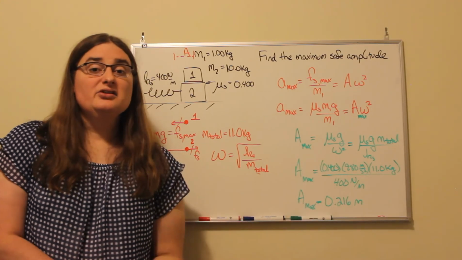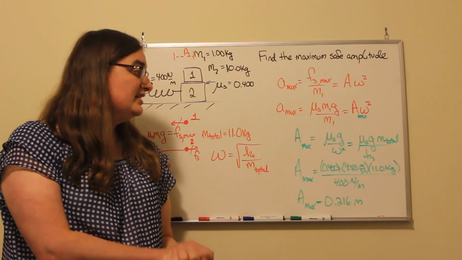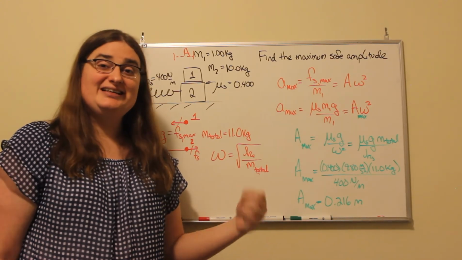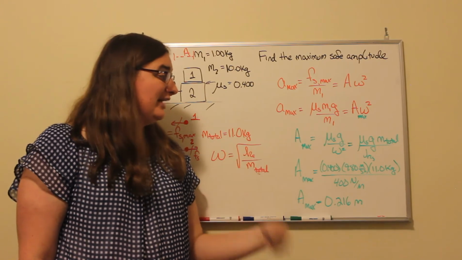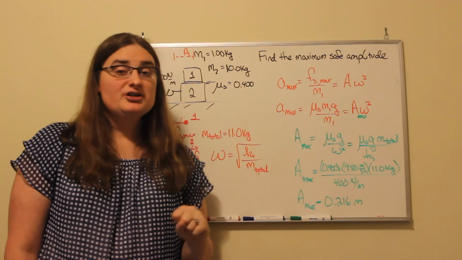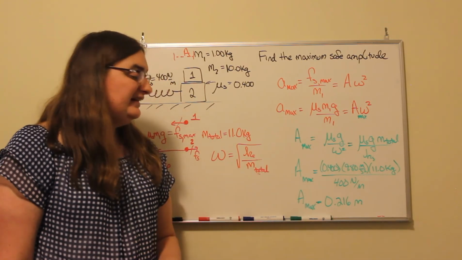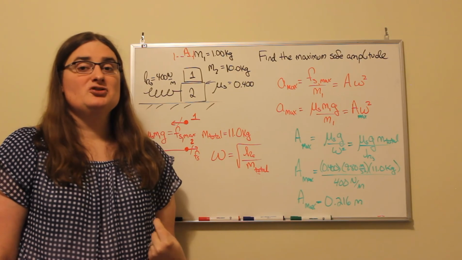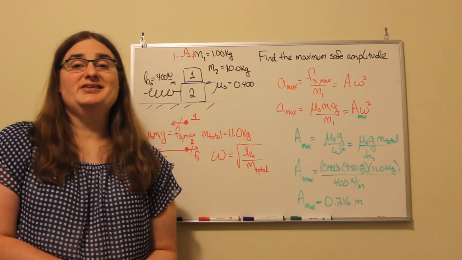So, we take a look at the amplitude. We have 0.4 for the coefficient of static friction, 9.80 meters per second squared is the strength of gravity, 11 kilograms is our total mass, and 400 newtons per meter as the spring constant. So dividing that out, it gives me a maximum amplitude of 0.216 meters, which would be 21.6 centimeters.